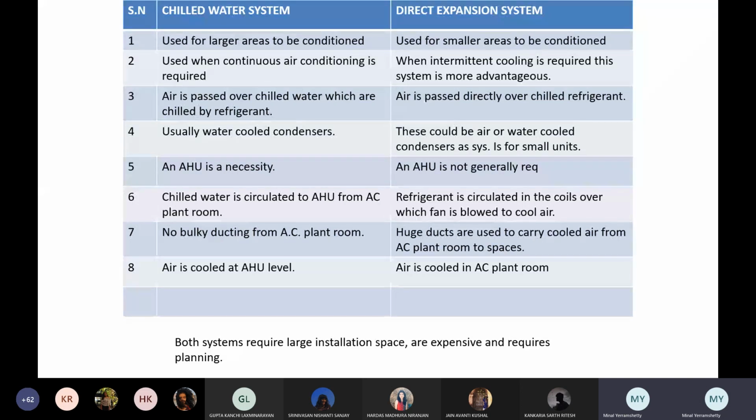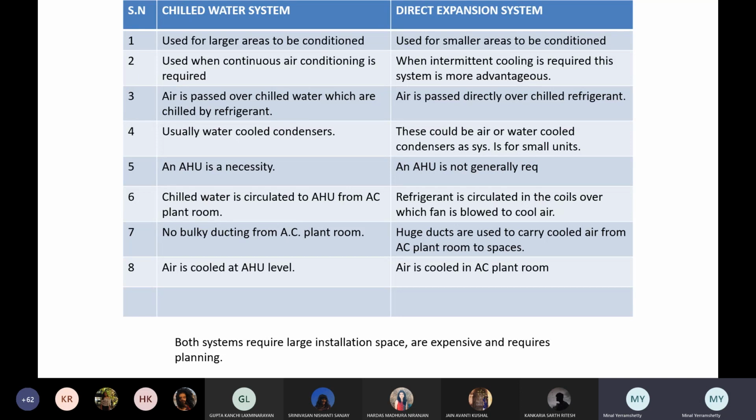While direct expansion में क्या होता है? Used for a smaller area to be conditioned. Used when the continuous air conditioning is required. Remember the factors to be decided, factors on which the AC is decided, जिसमें आपका continuous requirement था. Okay, that is where I require chilled water system. If the requirement is heavier and higher and more, I will go for chilled water. When the intermittent cooling is required, छोटा amount में, छोटे time पे, then I'll go for direct expansion system.